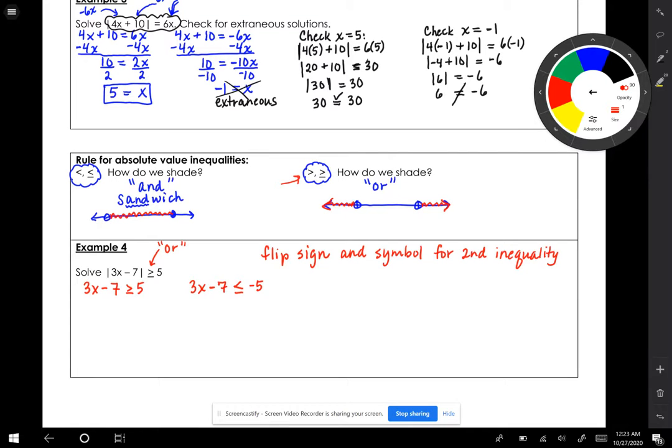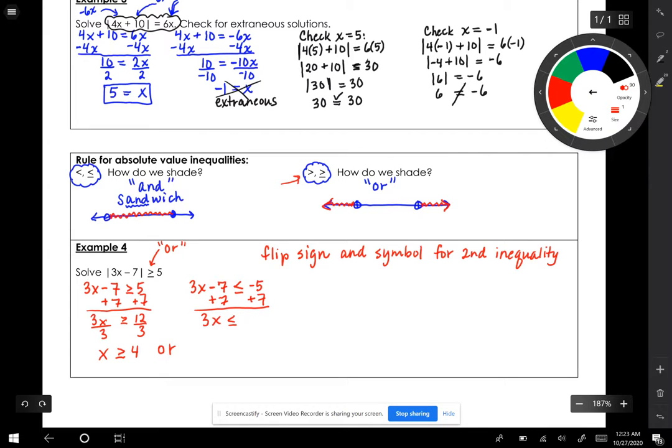And then we solve each one. So here you add 7 to both sides. 3x is greater than or equal to 12. Divide by 3. X is greater than or equal to 4. And for the second one, and we know it's OR, so we're going to have to put the word OR in between our answer. Second one, we add 7 to both sides. 3x is less than or equal to negative 5 plus 7, which is 2. Divide by 3, x is less than or equal to 2/3. It's a compound inequality with the word OR. It's not an AND. And then we graph our solution.